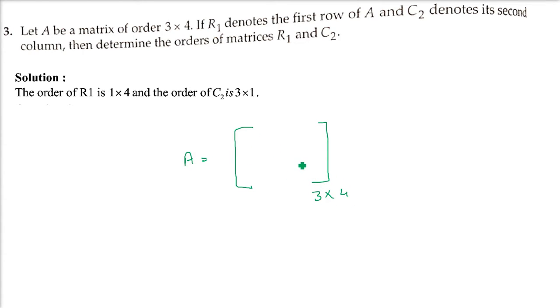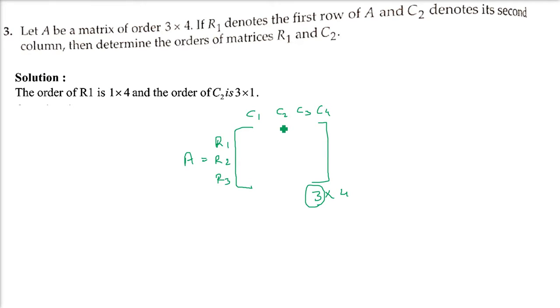A column matrix will have only one column. So this is 3 rows and 4 columns. So there are 3 rows, R1, R2 and R3. How about columns? C1, C2, C3 and C4. 4 columns are there. So R1 is the first row and C2 is the second column. The numbers, the values are not given.